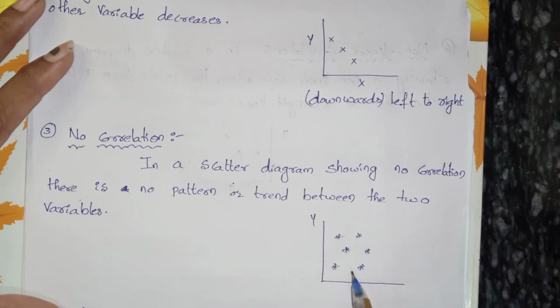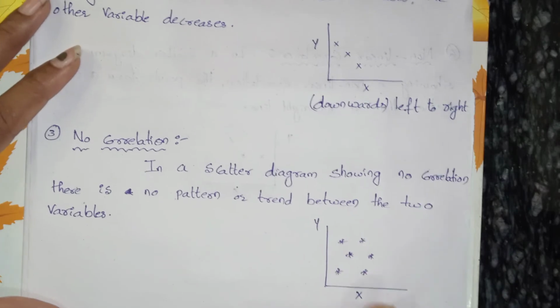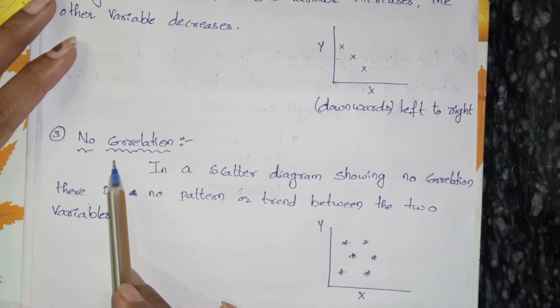Next, no correlation. In the sense, if you observe the graph, there is no relation between the variables. We can't say whether it is positive or negative, whether upward or downward. They are in some zigzag manner like that. So that is called no correlation.